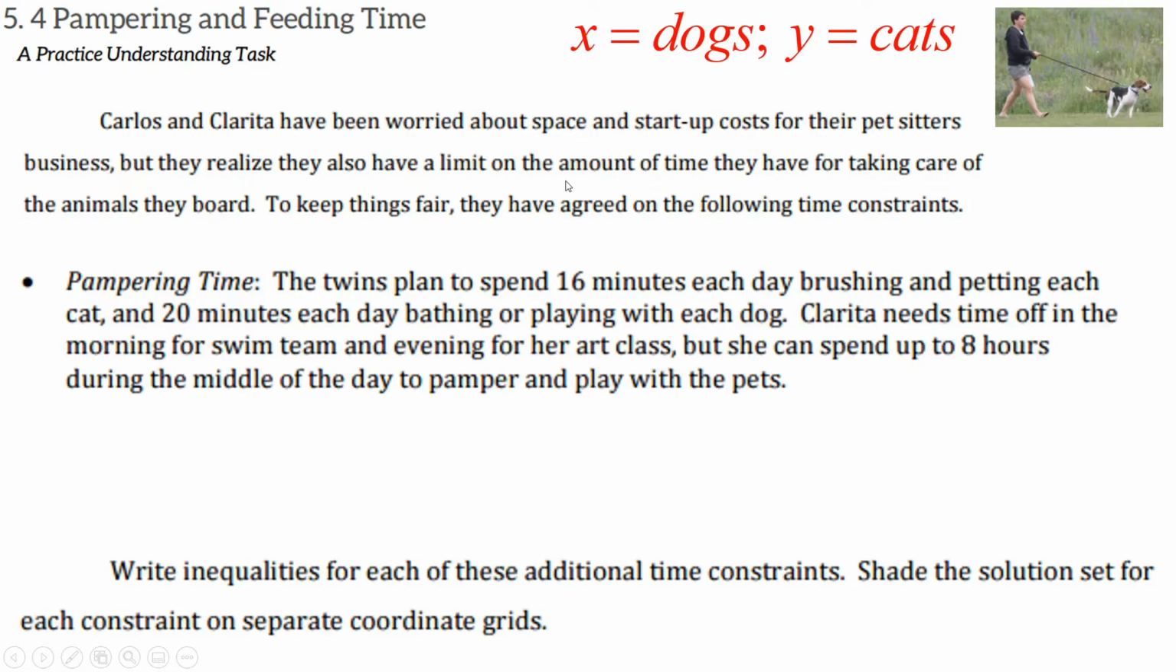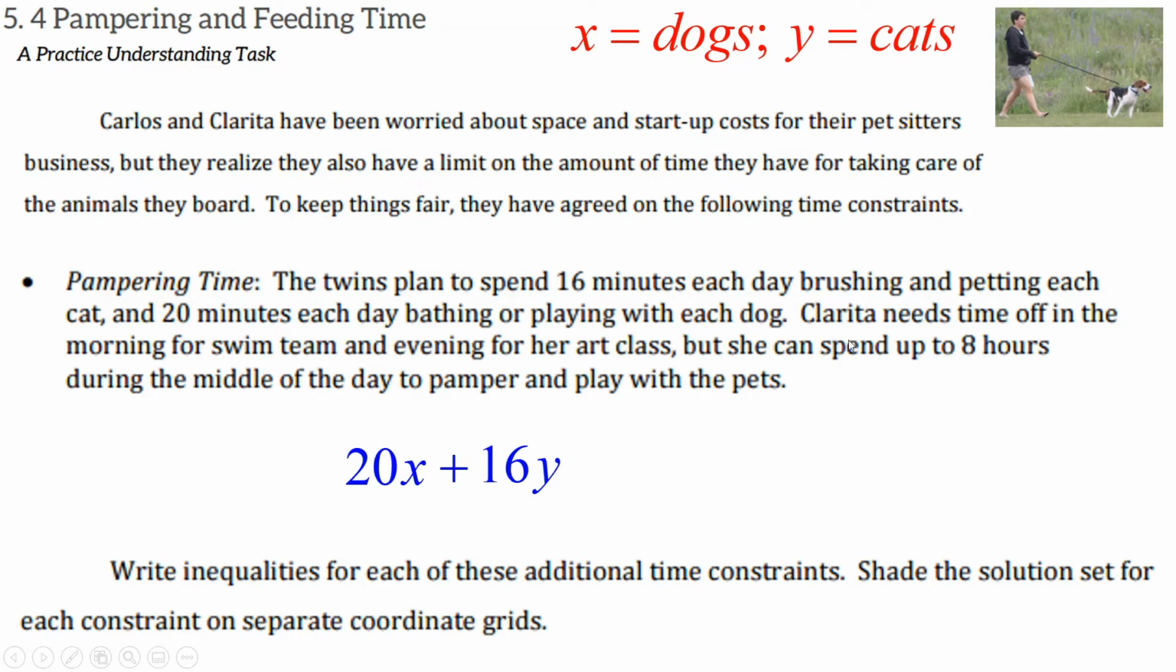Beautiful. All right, looks like we have another constraint now, pampering time. The twins plan to spend 16 minutes each day brushing and petting each cat. So 16 minutes every day for every cat. That'd be 16 times the number of cats y, or 16y. And 20 minutes each day bathing or playing with each dog. So that would be 20 times the number of dogs, 20x. So plus 20x.